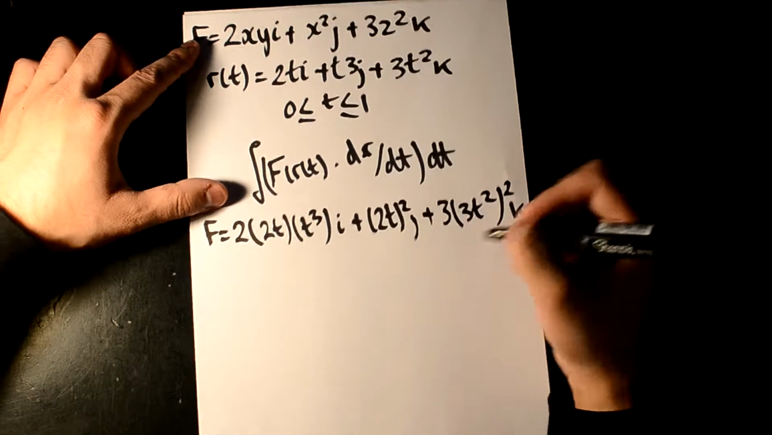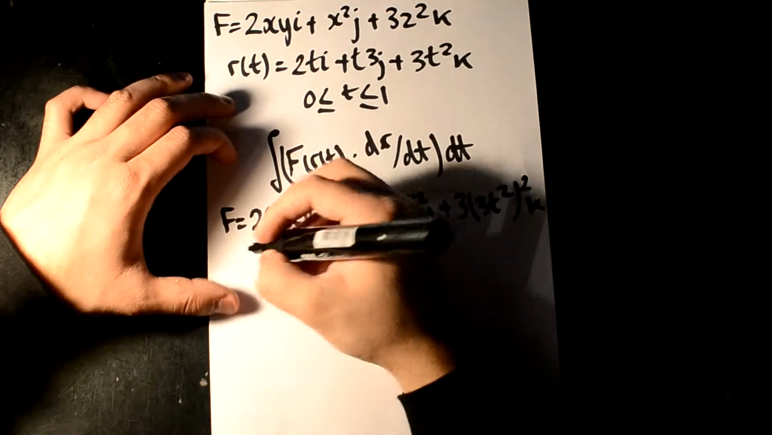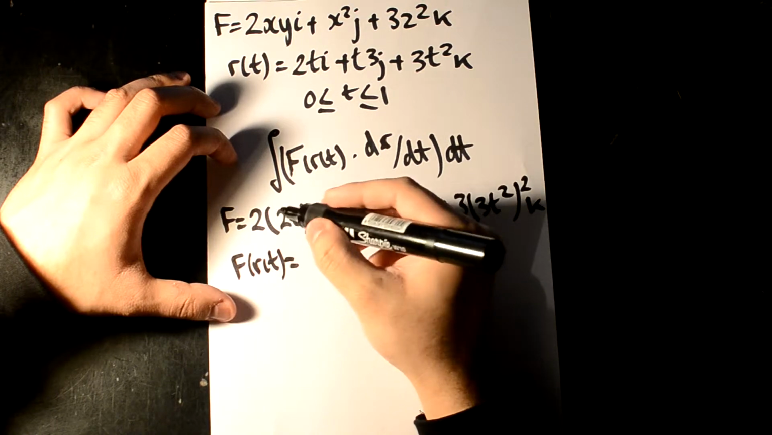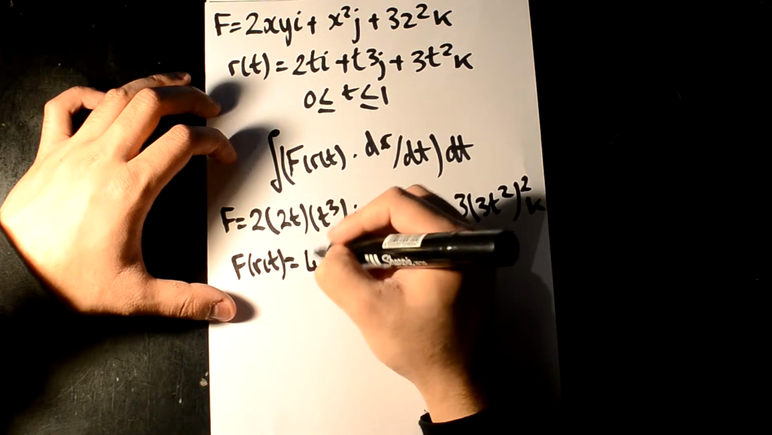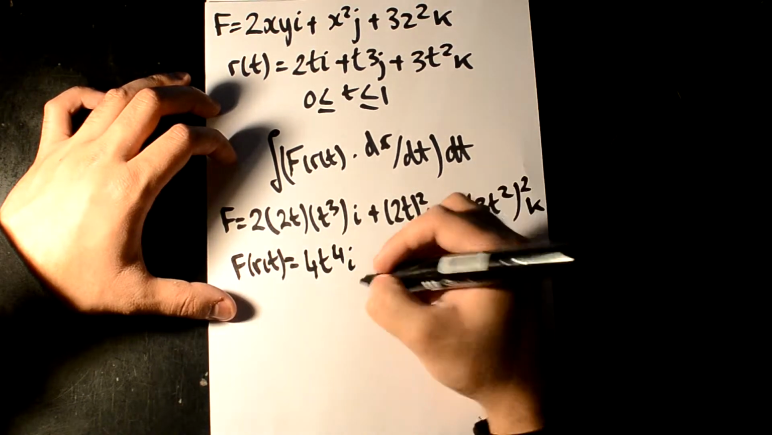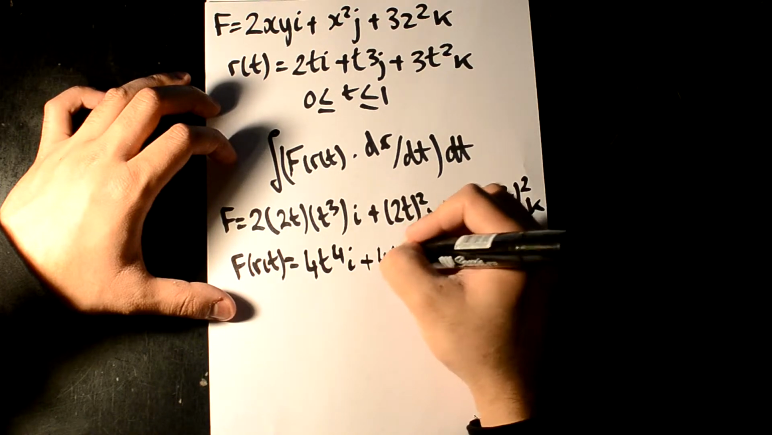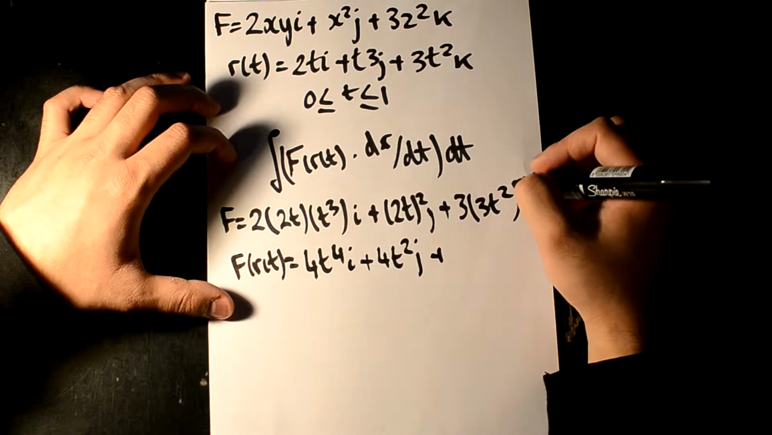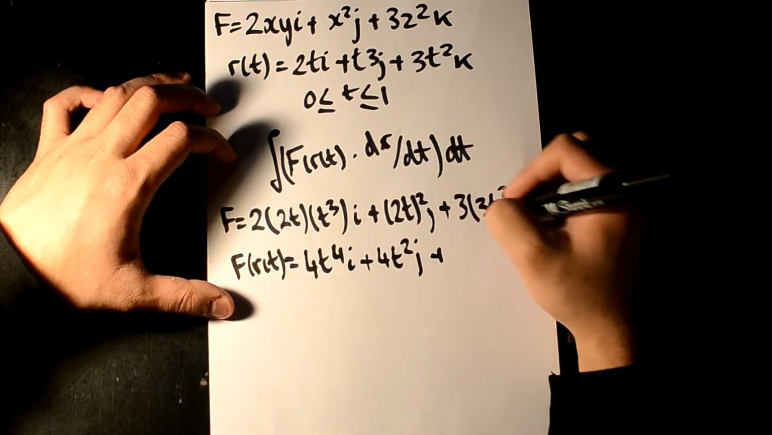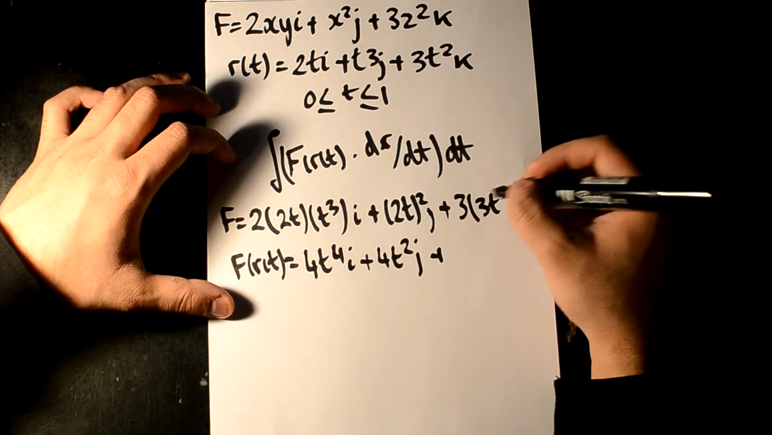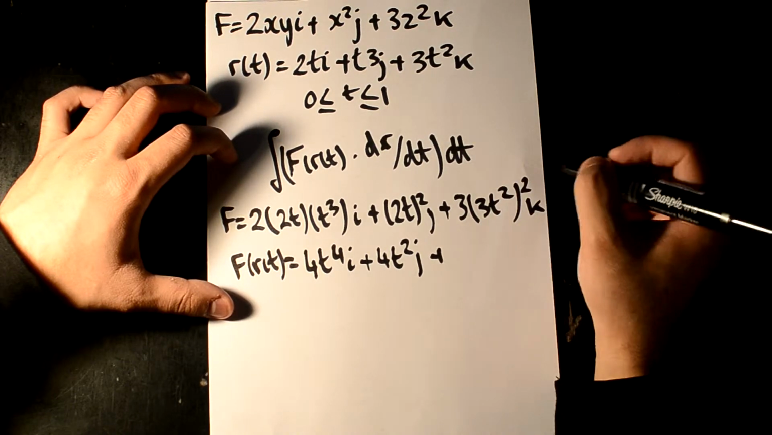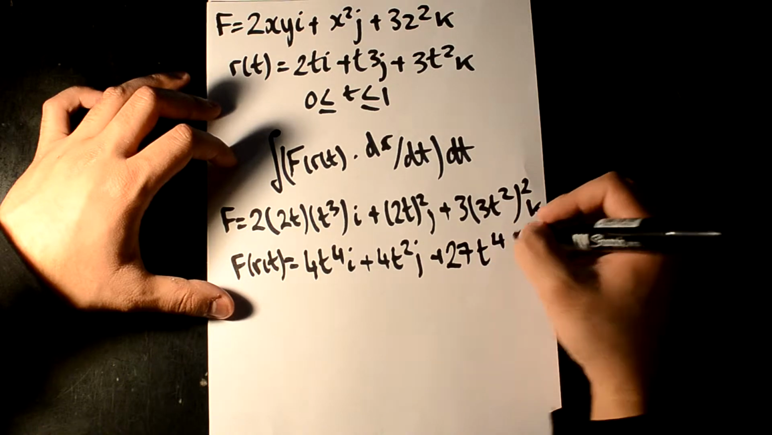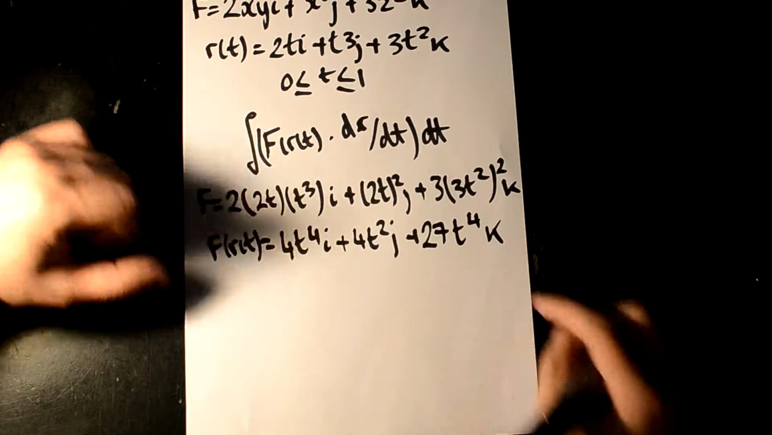Okay. So here, if we simplify f of r(t), we're going to have 2 times 2 is 4t to the power 4 i. That's going to be 4t squared j. And here, we're going to be very careful, obviously, because this is all squared within itself, and that isn't. So 3 squared, which is 9, times 3, which is 27, and then t to the power 4. Okay, so now here we have f of r(t).